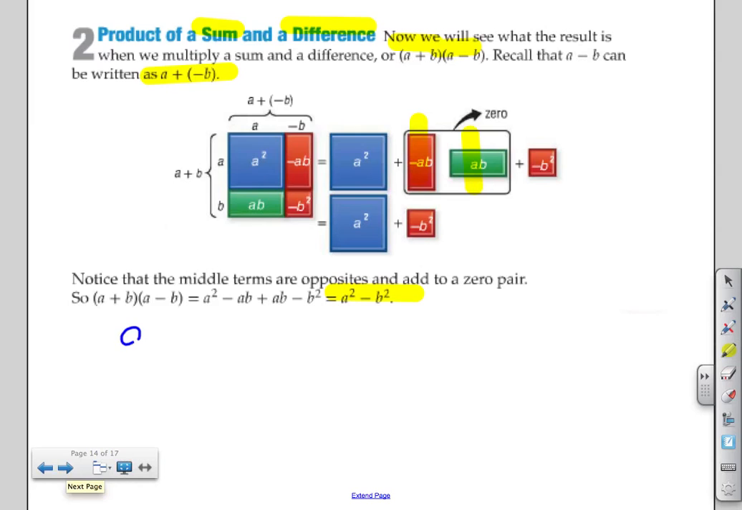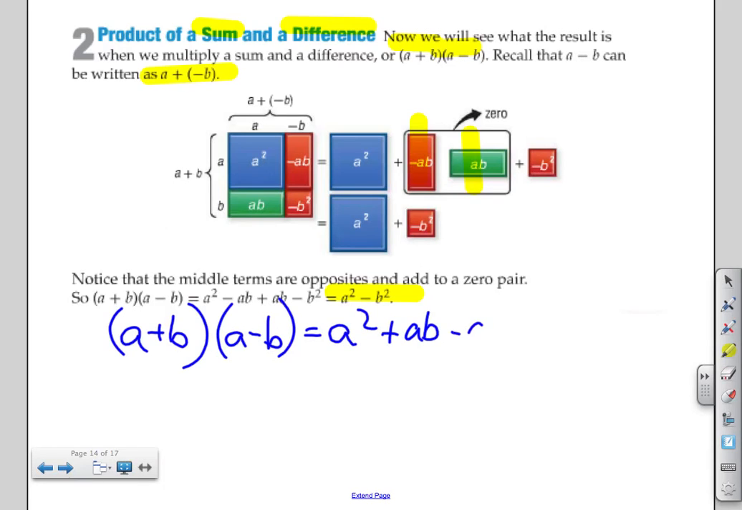Here, let me show you. I'll rewrite what they've done down here so you can see it a little better. So we have a plus b times a minus b, right? If we multiply that out, we get a squared plus ab minus ab minus b squared. All right? But look, these two cancel each other out, don't they? So we end up with a squared minus b squared.